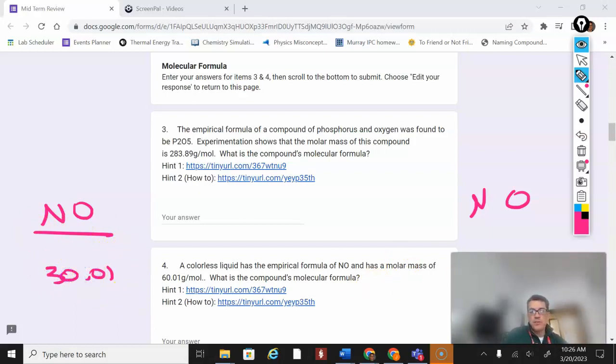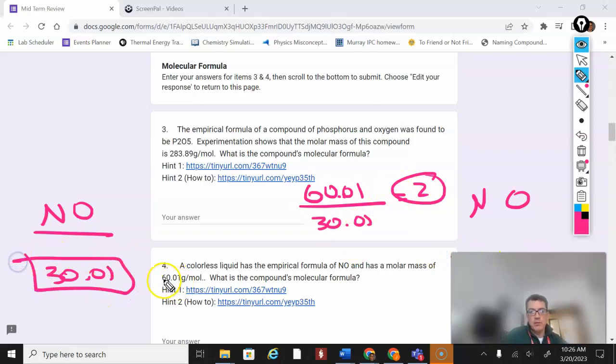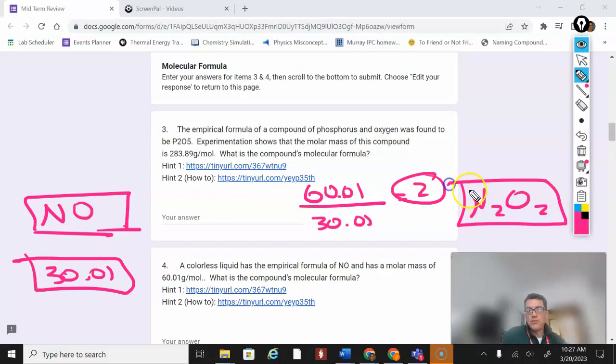Right. So if I set up a ratio, the weight of the molecular formula divided by the weight of the empirical formula, that's again going to come out to be 2. So in other words, this number is twice as big as this number, which means I need to basically double my formula. So everything in the formula gets doubled, which makes it nice and easy. So when we're done with this, my formula should be N2O2 to finish that one up.